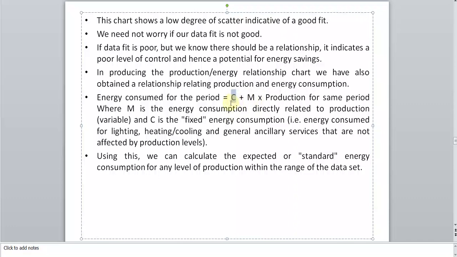And C is a fixed energy consumption, such as the energy consumed for lighting, heating and cooling, and different ancillary services that are not affected by the production value. So this is important. By using this formula we can calculate the expected or standard energy consumption for any level of production within the range of the data set.